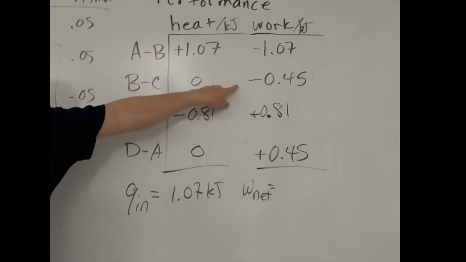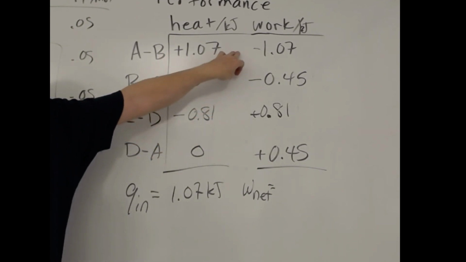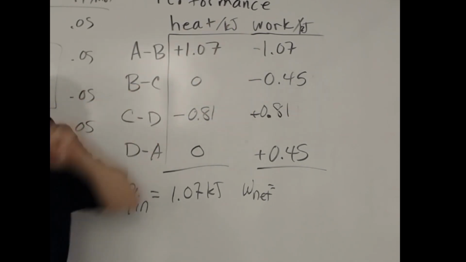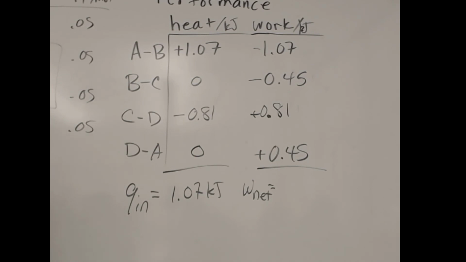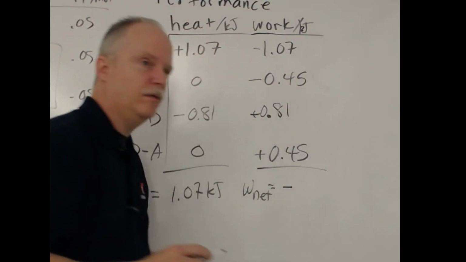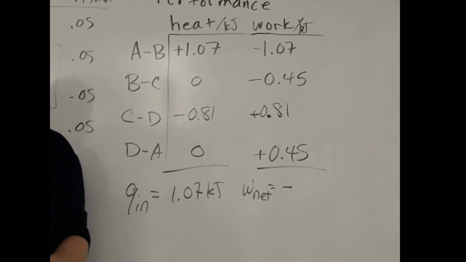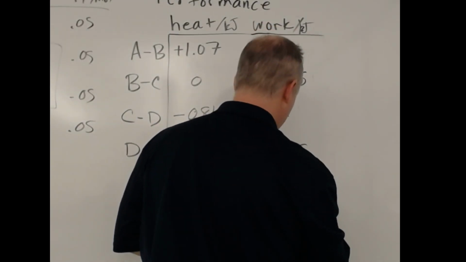So the 0.45s cancel, and so it's just the sum of 0.81 minus 1.07. So it'll be negative. So what do you get when you sum this column? Anybody? Negative 0.0 or 0.26, rather. Yes, negative 0.26.